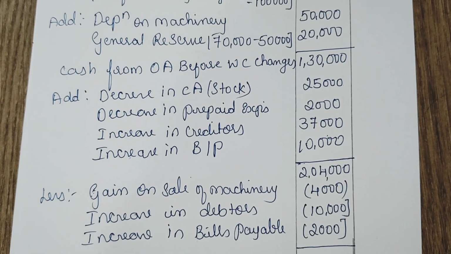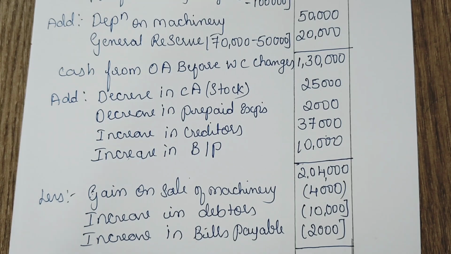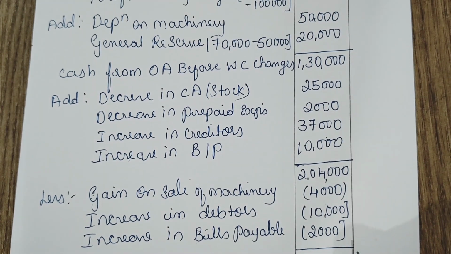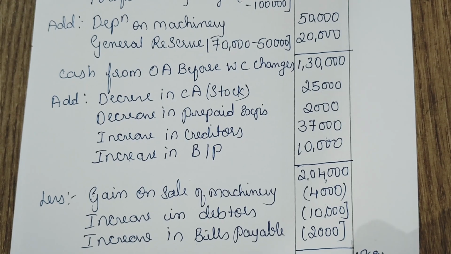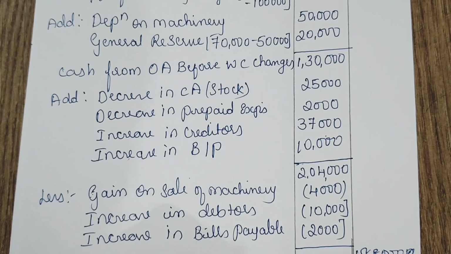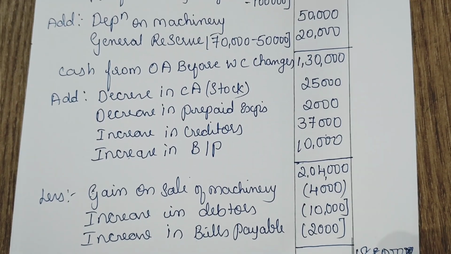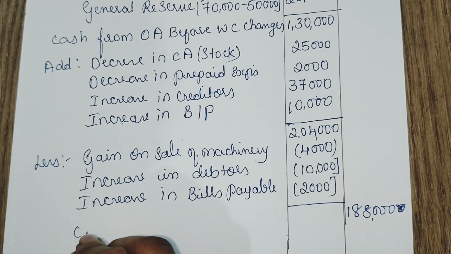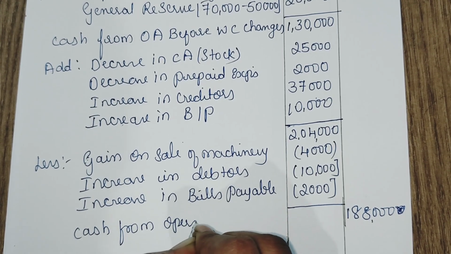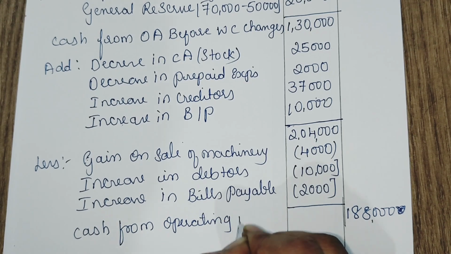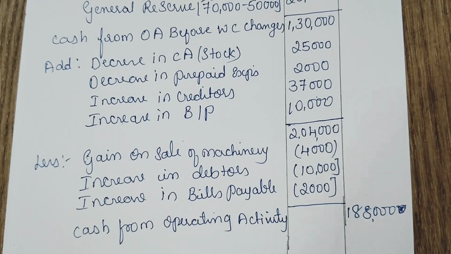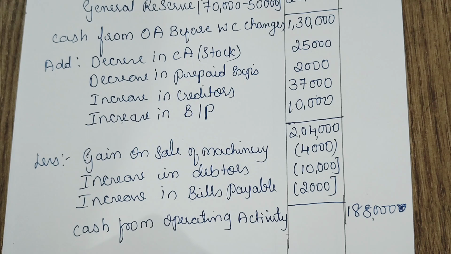This we are minusing. From 2,04,000, if you minus 16,000, you will get 1,88,000. 1,88,000 is the cash from operating activity.